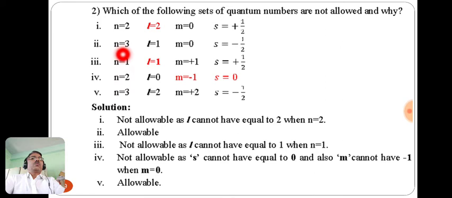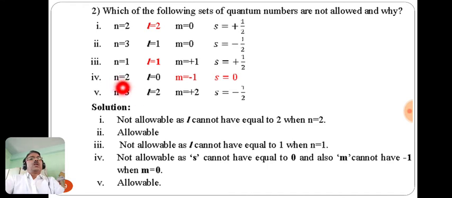The next set is n equals 3 and L equals 1, m equals 0 and s equals -1/2, so this set is possible. But if we consider the third set, where the principal quantum number n equals 1, then L equals 1 is not possible. You know L lies from 0 to n minus 1, and 1 minus 1 is 0, so L must have only one value, that is 0. So this set is not allowed.